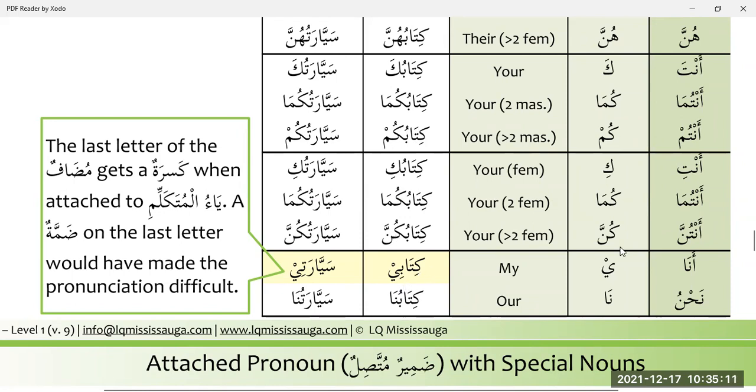But in the first person mutakallim, we use the kasra: kitabi, sayarati. Before ya, we just have to remember that we cannot put fatha or dhamma. So kitabuna will be the same here.